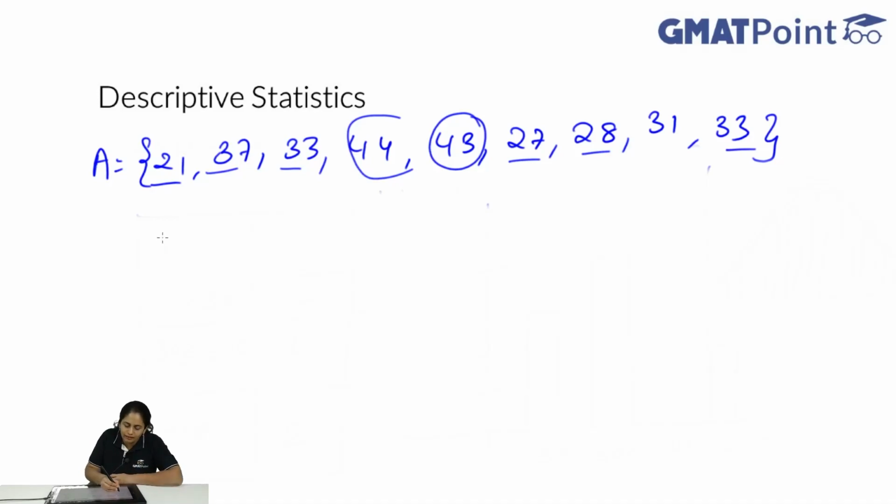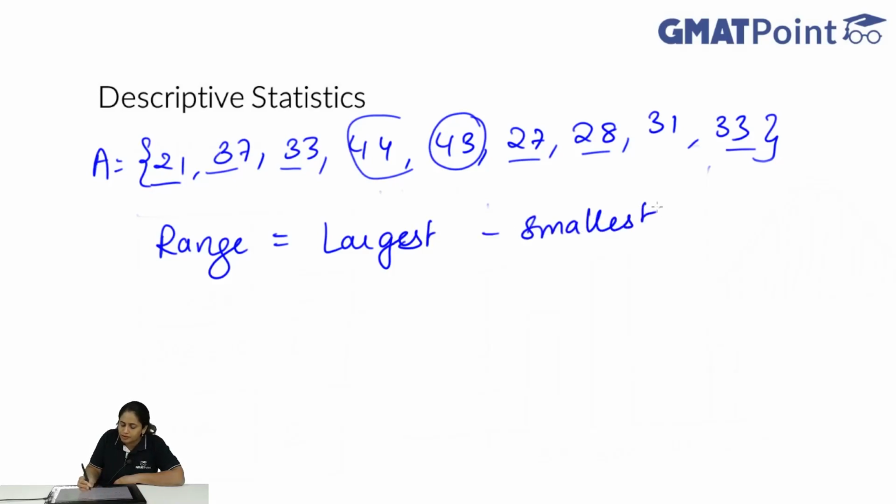Range in a given set is basically the largest value of the set minus the smallest value of the set. So for the above set that we have, ages of people working in a company, what is the largest value? 44 is the largest value. What is the smallest value? The smallest value I see is 21 over here, minus 21. So what is the range of the given set? The range of the set A is 23.